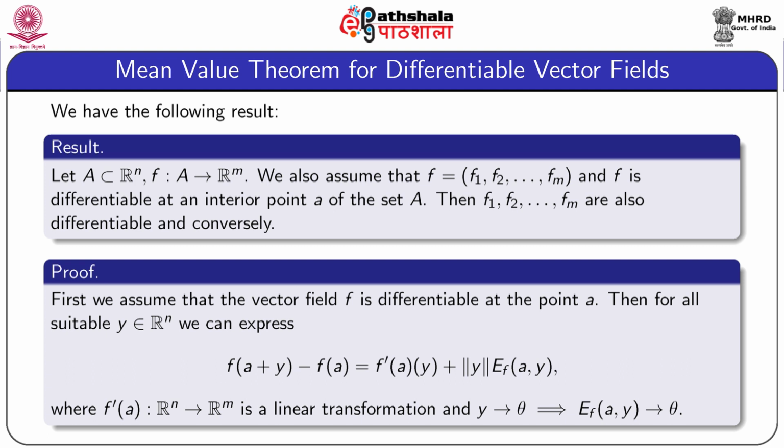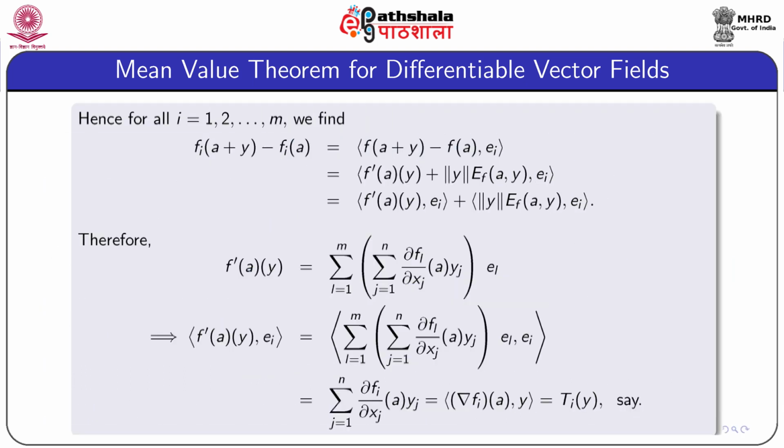We start the proof. First, we assume that the vector field F is differentiable at the point a. Then, for all suitable y in Rn, we can express F(a plus y) minus F(a) equals F'(a) operated on y plus norm y times E_F(a, y), where F'(a) from Rn to Rm is a linear transformation and as y tends to the 0 vector, E_F(a, y) tends to the corresponding 0 vector.